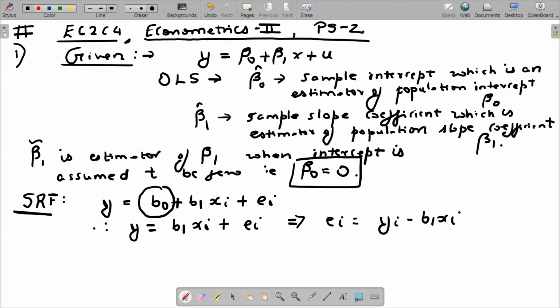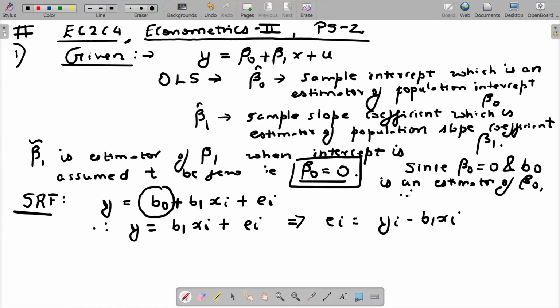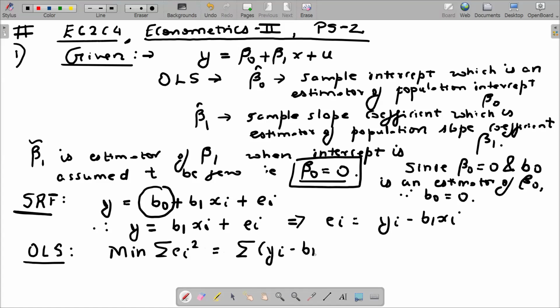Remember, I have put b0 as 0 because we are assuming that beta naught is equal to 0. Since beta naught is equal to 0 and b0 is an estimator of beta naught, we say that b0 is equal to 0. I put b0 as 0 in the expression. Now for OLS, our objective is to minimize the summation of ei squared, which is the summation of (yi minus b1 xi) squared. What do I need to choose? I need to choose b1 to minimize this. So we look at the first order condition.